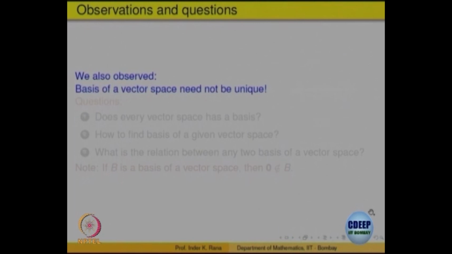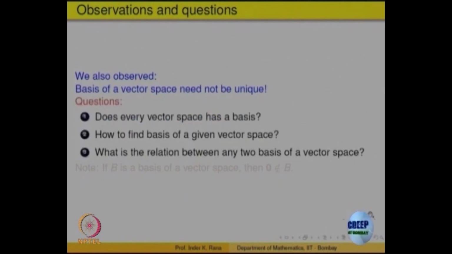So, basis of a vector space need not be unique, that is what we said. So, given a vector space, there could be more than one set which forms a basis. So, the questions arise: does every vector space have a basis? How to find a basis of a given vector space, and what is the relation between any two bases of a vector space? Right. So, given a vector space, the first question we would like to answer is, does it always have a basis? Second, how to find that basis, and what is the relation between any two bases of the vector space?